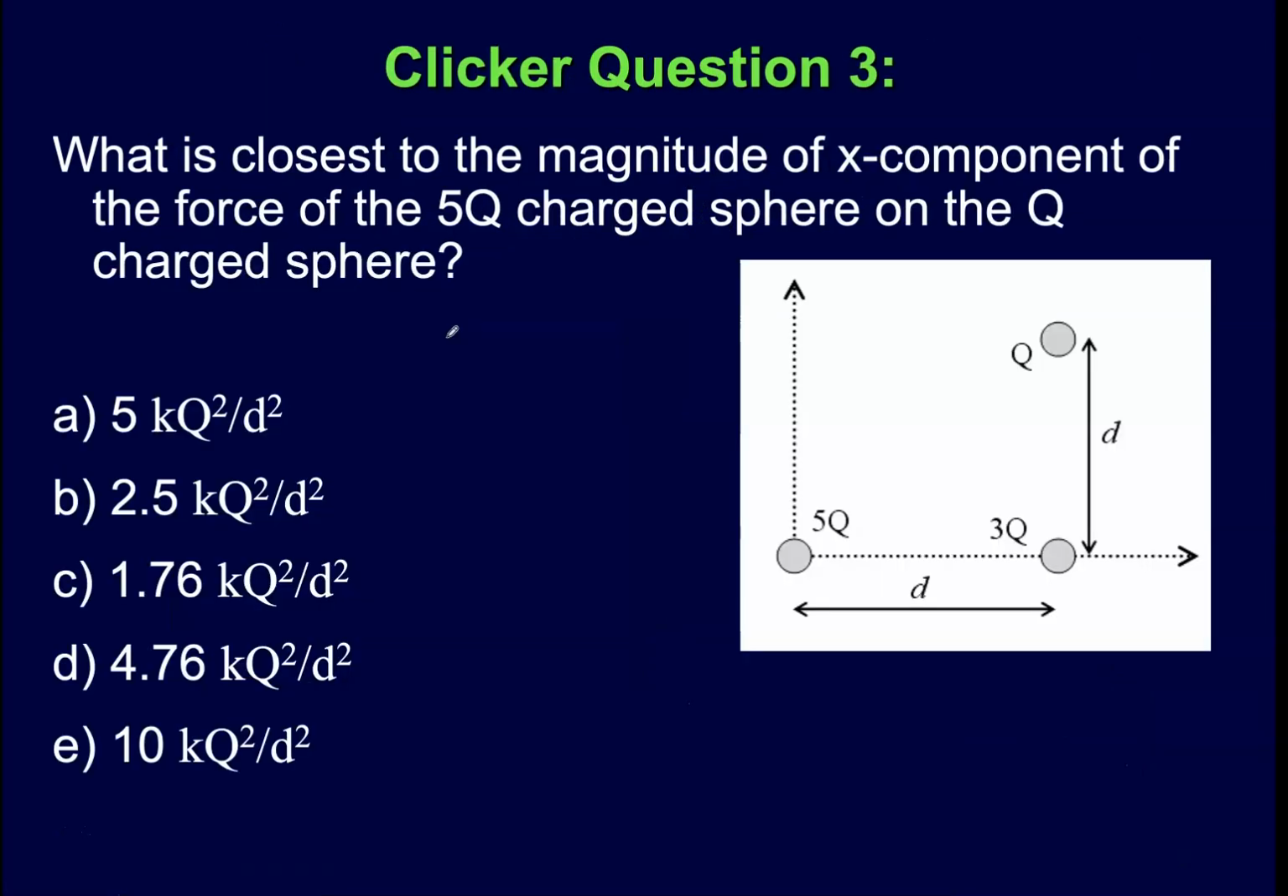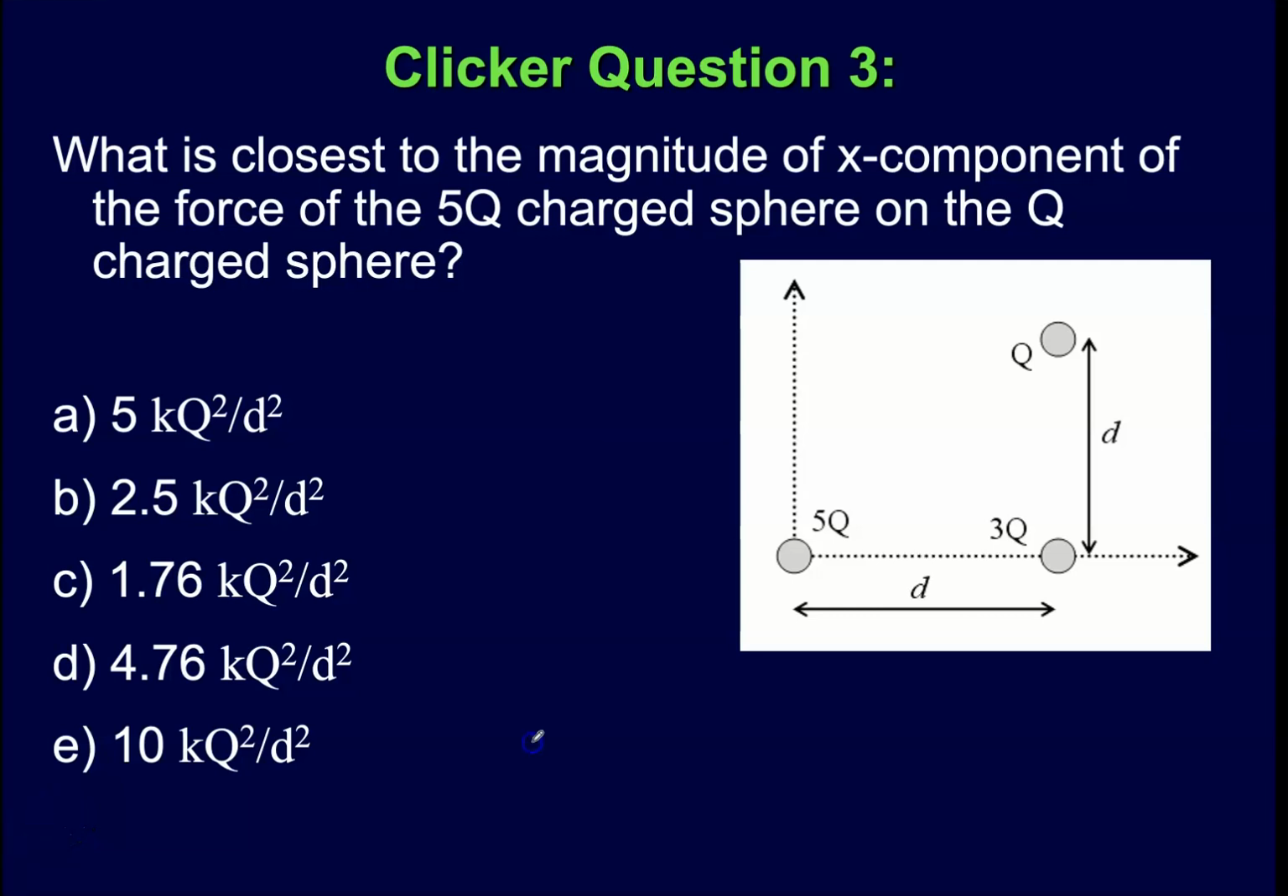So now what I want you to do is the harder one. I want you to figure out the force of 5Q on Q. In fact, what is the closest down there to the magnitude of the x component of the force of the 5Q charged sphere on the Q charged sphere? Again, this is something that I really think you should stop and work through before you see my explanation.